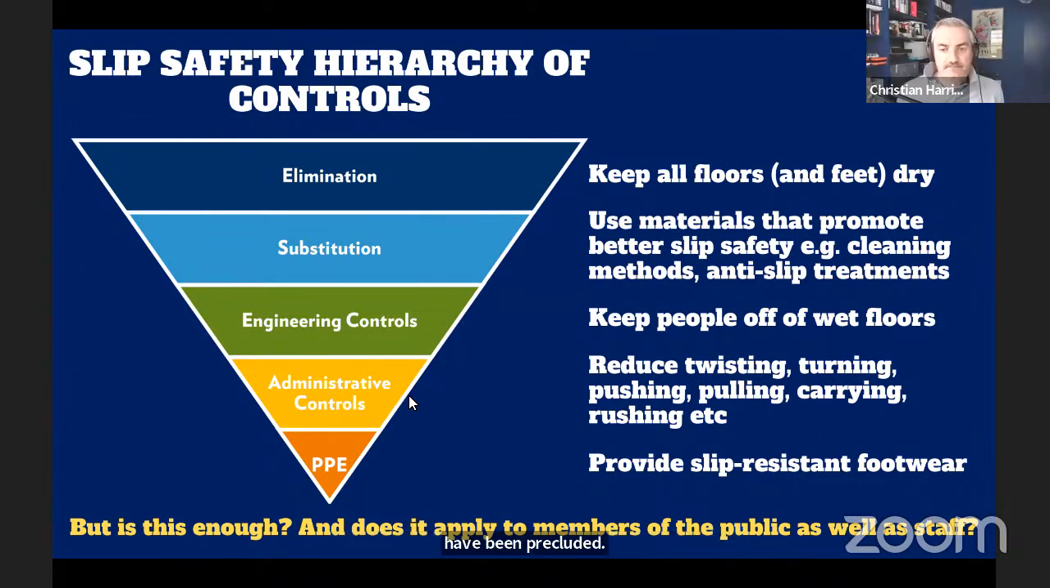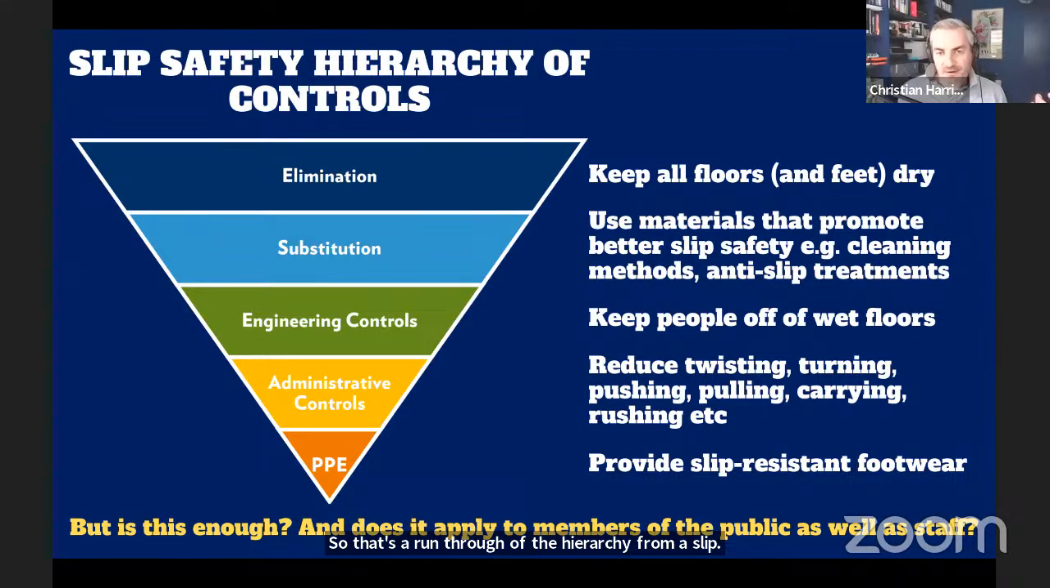Administrative controls. This is all about how we work. I talk a lot about the human factors of slips. If we can reduce the need for people to be twisting, turning, pushing, pulling, carrying, rushing, etc., that can reduce the risk of slips. PPE, we could provide slip-resistant footwear. So that's a run-through of the hierarchy from a slip perspective.